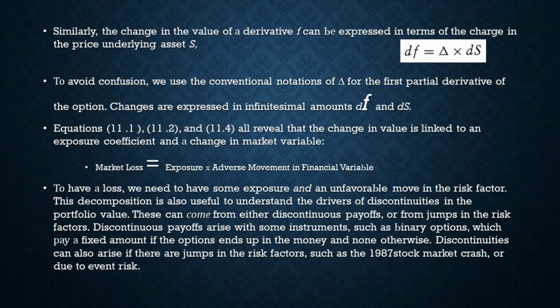This decomposition is also useful to understand the drivers of the discontinuities in the portfolio value. This can come from either discontinuous payoffs or from jumps in the risk factors. Discontinuous payoffs arise with some instruments such as a binary option, which pays a fixed amount if the option ends up in the money and none otherwise. Discontinuities can also arise if there are jumps in the risk factors, such as the 1987 stock market crash, or due to event risk.